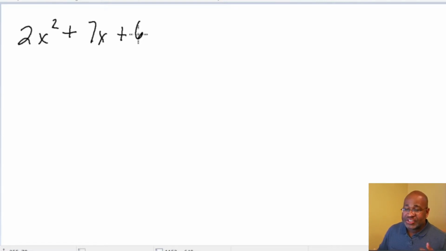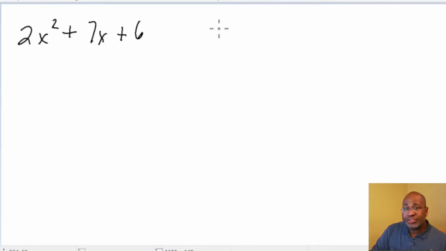So we have a chance to sort of compare the 2 methods apples to apples. Okay, so if you recall our first example, 2x squared plus 7x plus 6, we already know what the answer is, but now we're going to look at this using this AC method or grouping method.